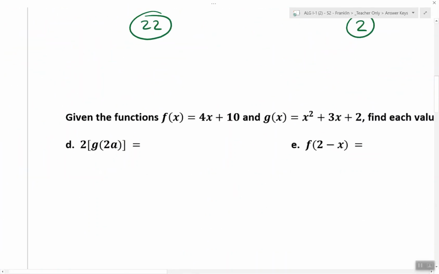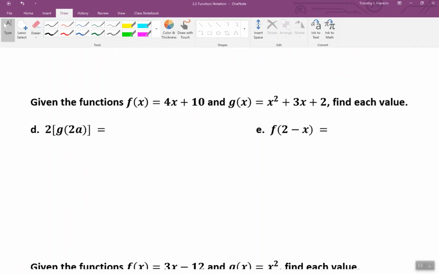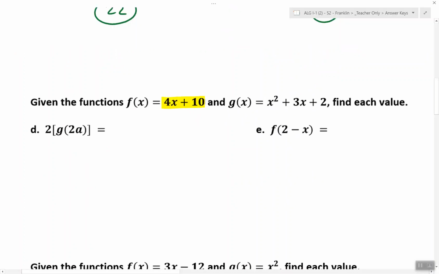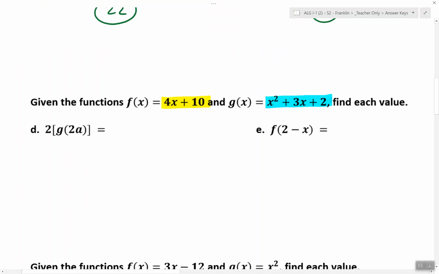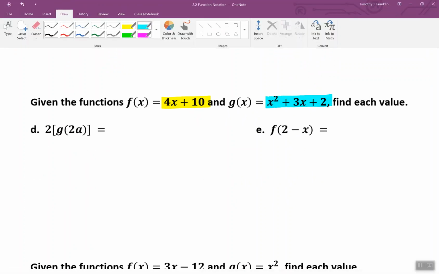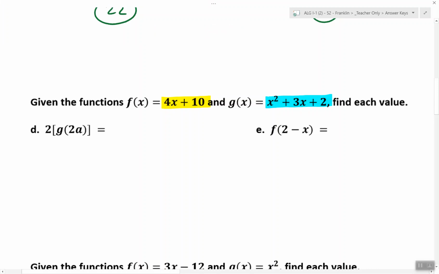Let's keep going. Same two functions. We have f of x equals 4x plus 10, and we have g of x equals x squared plus 3x plus 2. Same two functions, just slightly harder. So now we have 2 times g of 2a. So here's the function part. We're going to use the g function with 2a as the input, right? That's what's in the parentheses. And then the entire thing is going to get multiplied by 2.